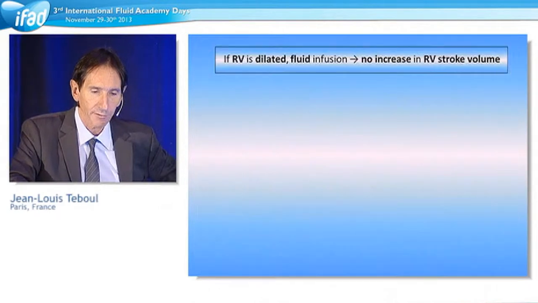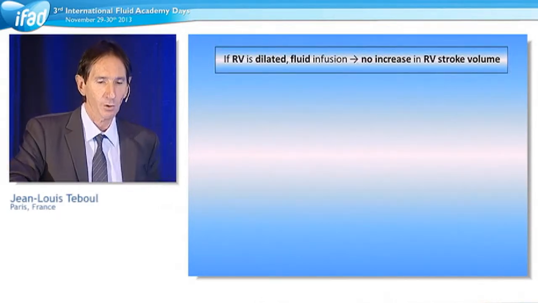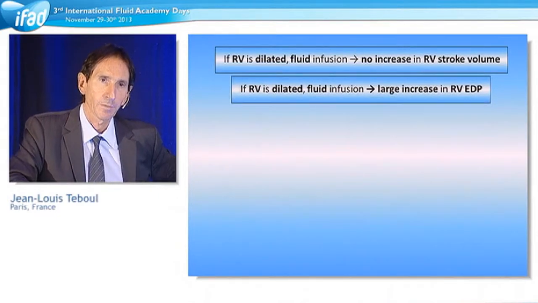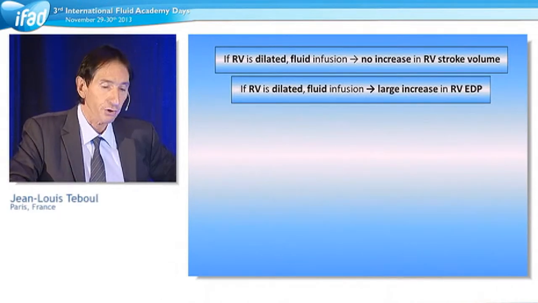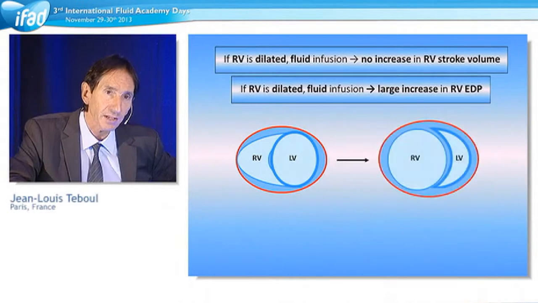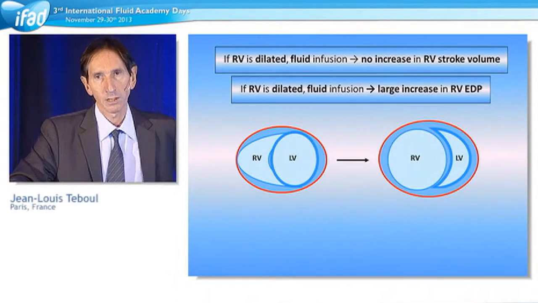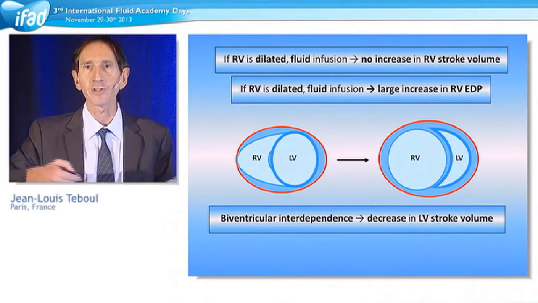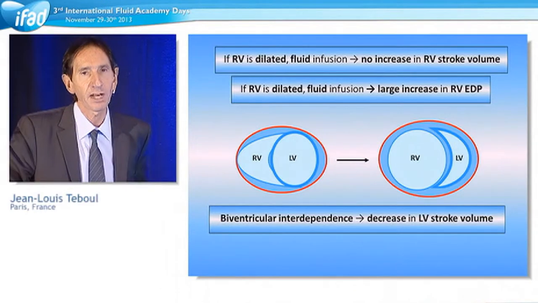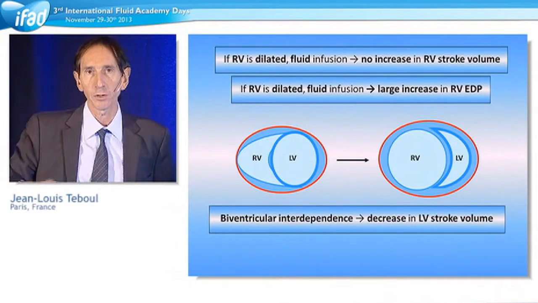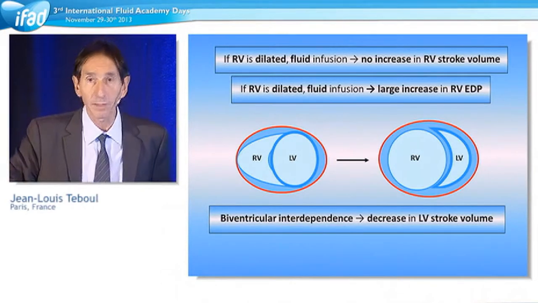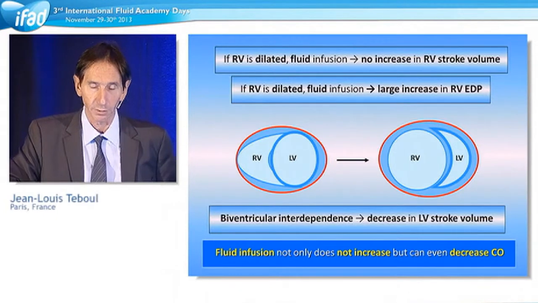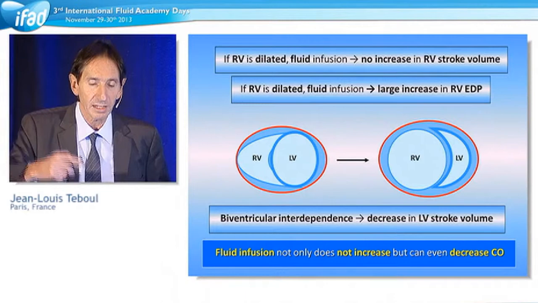So we have two statements. The first one is there is no increase in the right ventricular stroke volume because of the preload unresponsiveness, and also the increase in volume due to fluid infusion will result in a large increase in right ventricular end-diastolic pressure. Therefore, we can understand that because of the biventricular interdependence mechanism, we could have a decrease in stroke volume, because the further dilation of the right ventricle will impede the filling of the left ventricle, and there is, in this situation, a leftward displacement of the septum, and therefore you could have a decrease in the stroke volume of the left ventricle. So fluid infusion not only does not increase cardiac output, but can even decrease cardiac output.